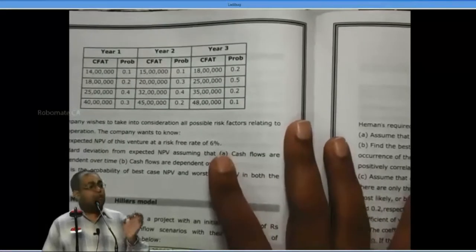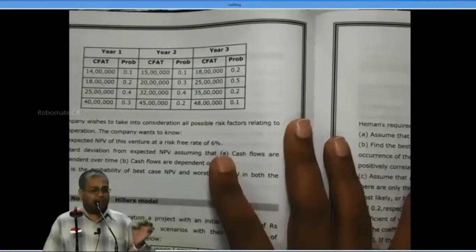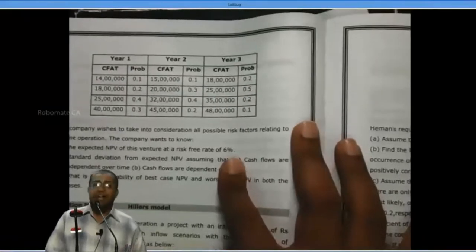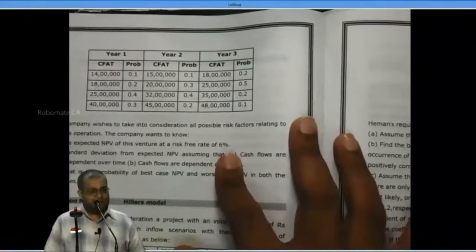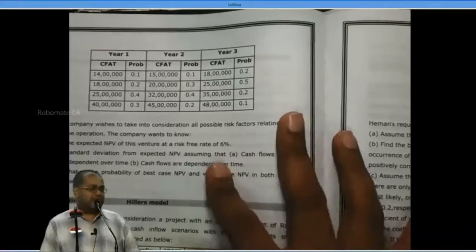In the original Hiller's model, I first calculate the mean NPV at what rate? Risk-free rate. Then only I have to identify the discount rate after finding out the standard deviation. Is that clear, yes or no?